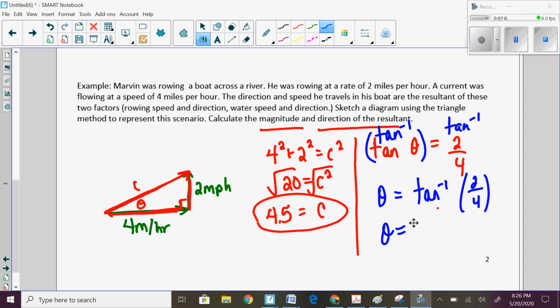And that should come out to be about 26.6 degrees. So what that means is Marvin is not able to just travel straight across the river. Because he's being pushed this way, he's actually going at a 26.6 degree angle, and he'll travel a total distance of about 4.5 miles.